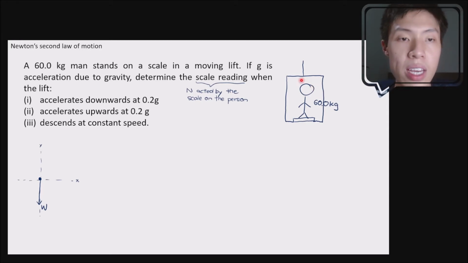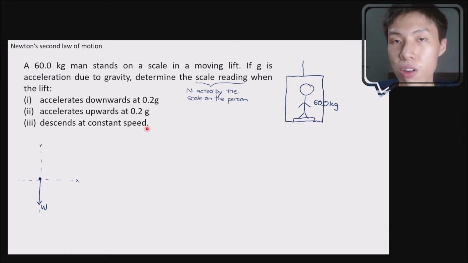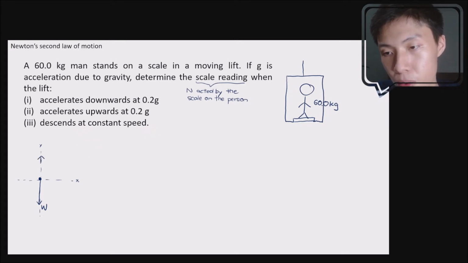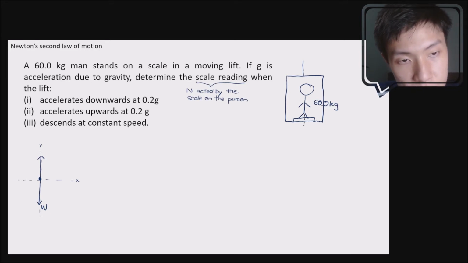Next question, is this person touching any surface or any object? Yes, this person is touching the scale. So because it's touching a scale, there will be a force exerted by the scale on the person, and that force is a normal force. So your normal force should be pointing upwards because it should be perpendicular to the surface of the scale. Perpendicular to the surface means something like this.